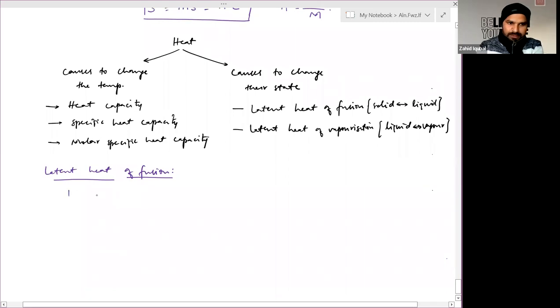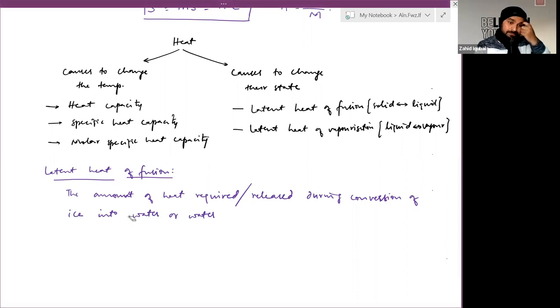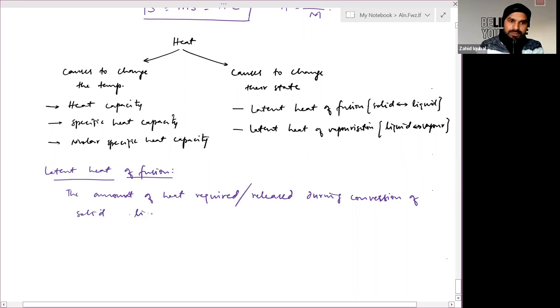So you'll say the amount of heat required or released during conversion of ice into water, or in general, between solid into liquid or liquid into solid, at their melting point or freezing point at normal atmospheric pressure.